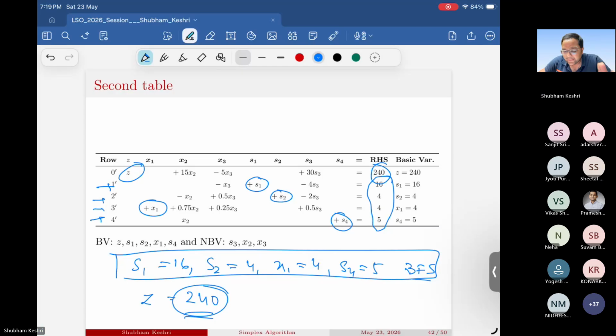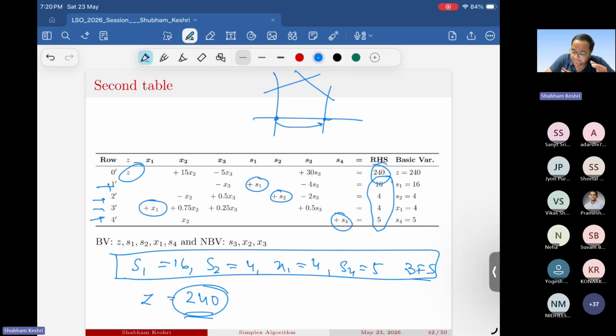And one more thing, since these are basic feasible solutions, we are moving from one corner point to the other. Although this is not a two-dimensional LP, for a two-dimensional LP, we will move from one corner point to the other. So this is how Simplex will move. It identifies one basic feasible solution, moves to the neighbor basic feasible solution with a better objective function value, and so on and so forth.